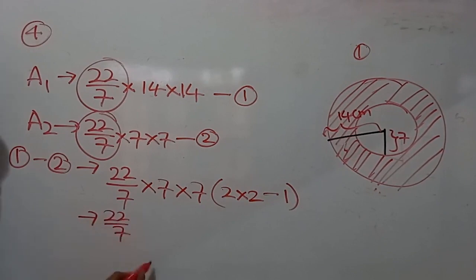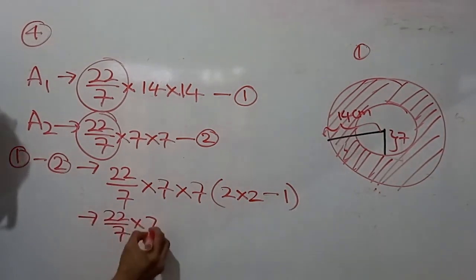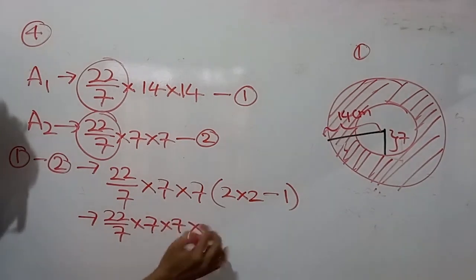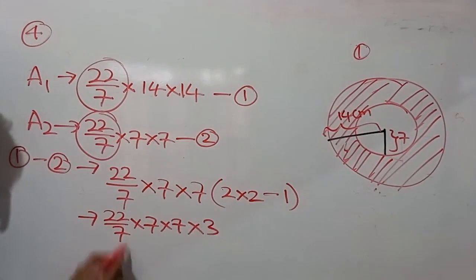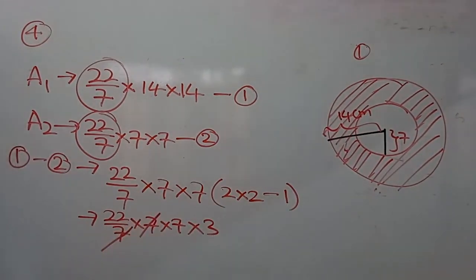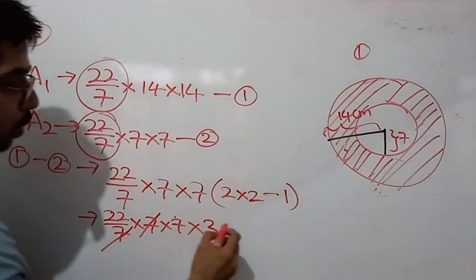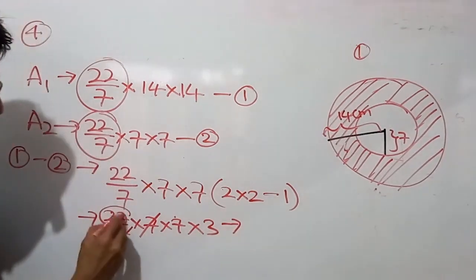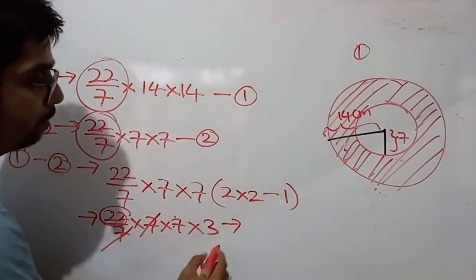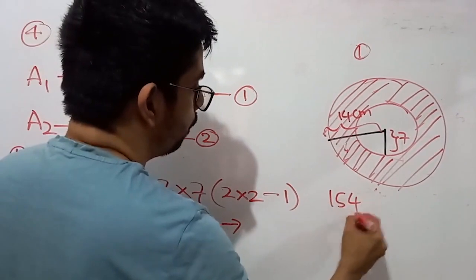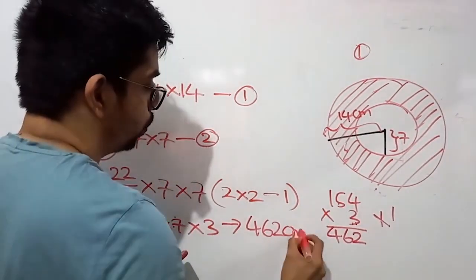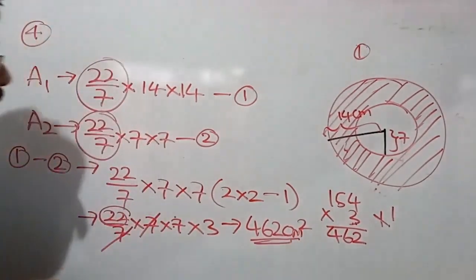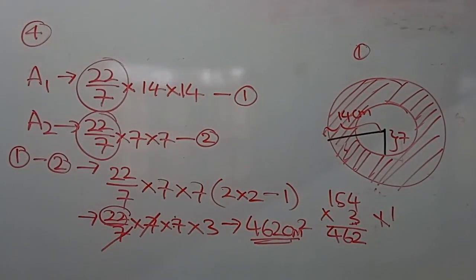එන්නේ 1. Right? Then simplify කරන්න. 22 by 7. 7 times 7 times 2 times 2, that is 4. 4 minus 1, that is 3. මෙයාට මෙයා සුළු වෙනවා. 22 times 2 times 3. 22 times 2 නම් 154. 154 multiplied by 3, 462 square centimeters. So we will arrive at the same answer.